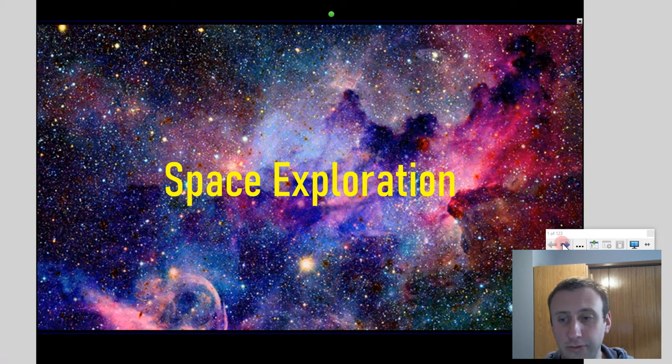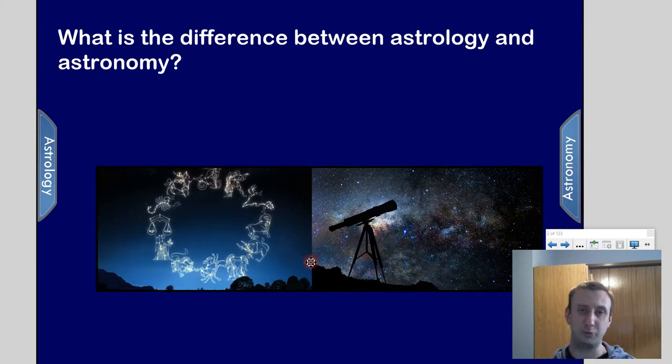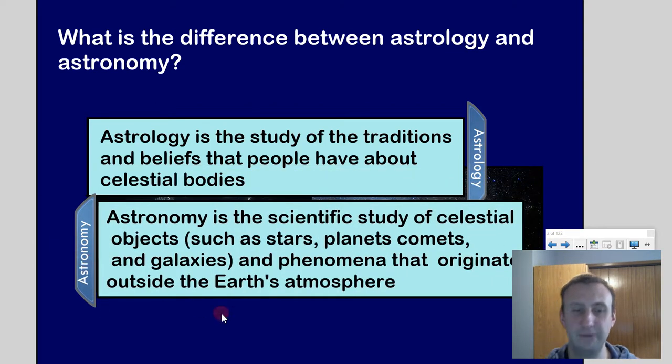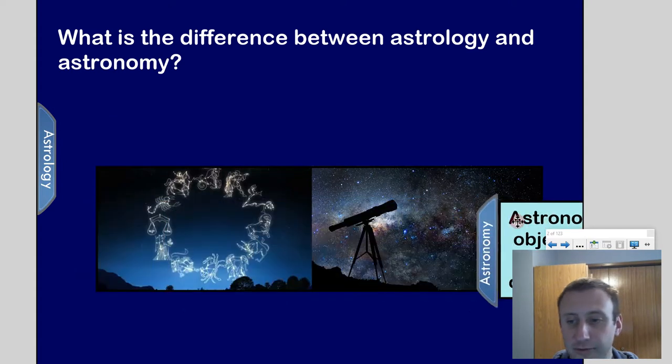Right away here, we are going to talk about astrology versus astronomy and the key difference between these two terms. So astrology is known as the study of the traditions and beliefs that people have about celestial bodies, not to be confused with the science of astronomy. And astronomy has to do instead with the scientific study of celestial objects such as stars, planets, comets, and galaxies, and phenomena that originate outside the Earth's atmosphere. So astrology, you kind of know from astrology charts and knowing what your astrology sign is and all that kind of stuff. That is not a science. It is not related to astronomy, which is instead having to do with the science of understanding the universe around us and things that are outside of Earth's atmosphere.